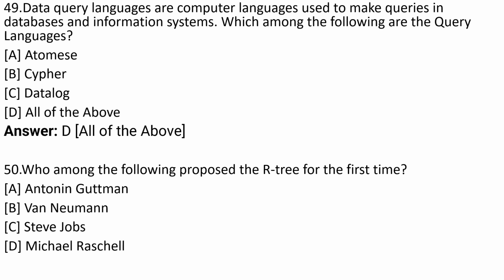Question number 50. Who among the following proposed the art tree for the first time? Option A Antonin Guttman, option B Von Neumann, option C Steve Jobs, option D Michael Rothschild. And the answer is option A Antonin Guttman.